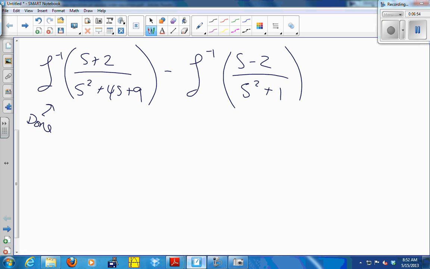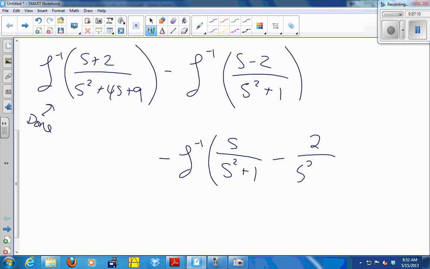Yeah, so I'm going to split it into two fractions. The inverse Laplace of s over s squared plus 1 minus 2 over s squared plus 1. Like reverse of adding fractions. Break it into two fractions.